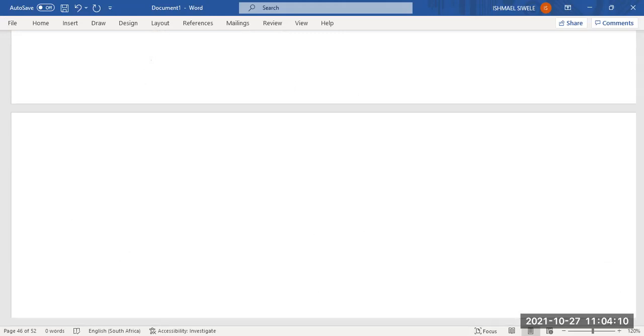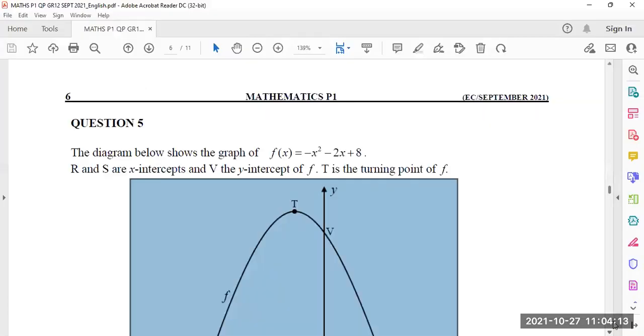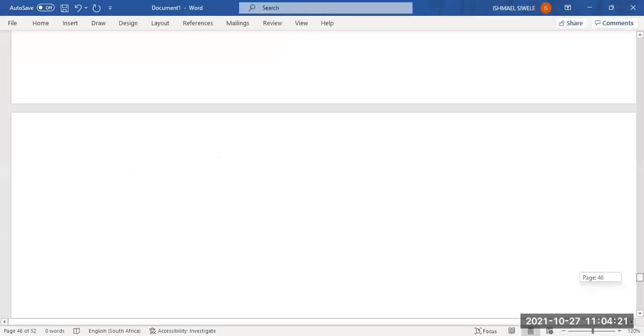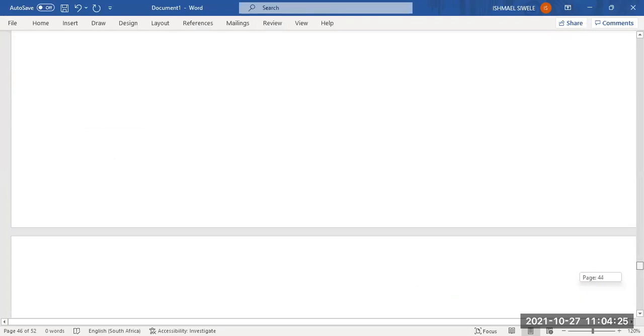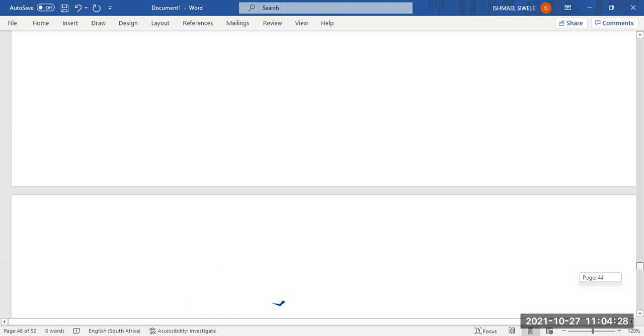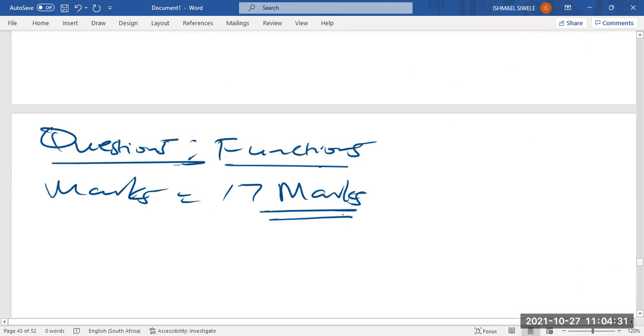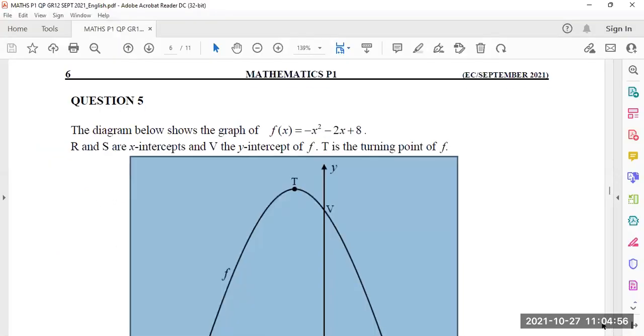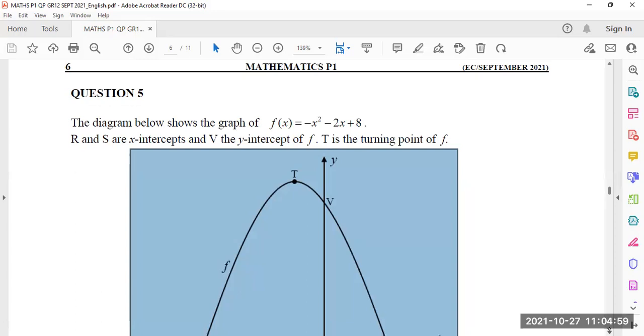So what is it that they want us to do now? They said f of x is equal to negative x squared minus 2x plus 8. So let me just write that information down. Negative x squared minus 2x plus 8, right? Okay, what else are we supposed to know? R and S are the x-intercepts.